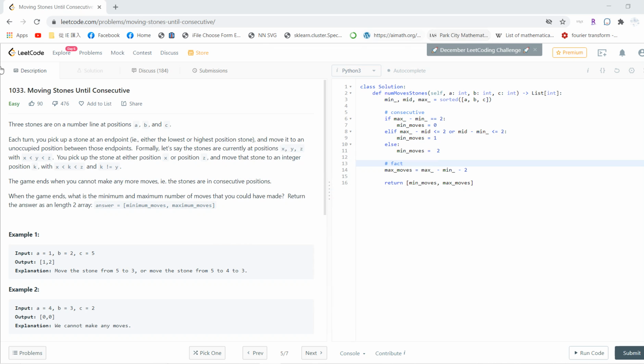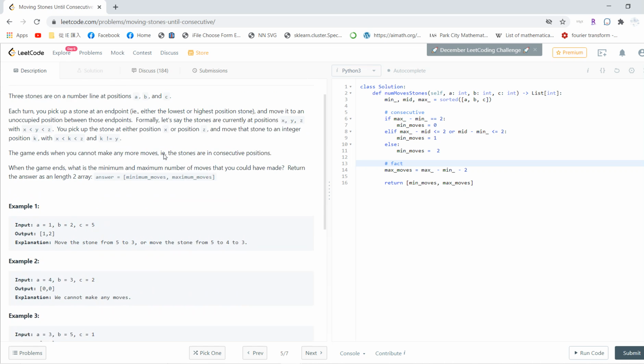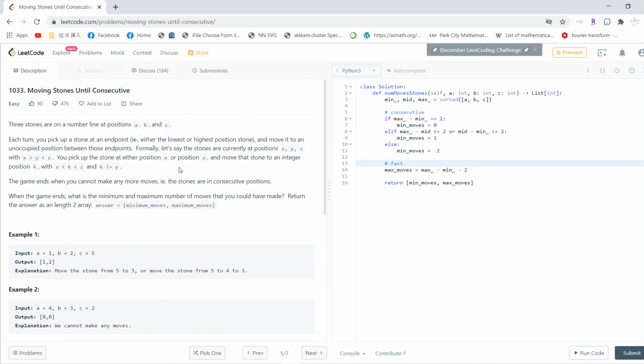Okay, so this problem is 1033, Moving Stones Until Consecutive. This problem is tricky, but once you understand it, you will find it's very easy. Each turn you pick up a stone. Basically, you have 3 stones on a line at points A, B, C, and each turn you pick up a stone and move it to another point.